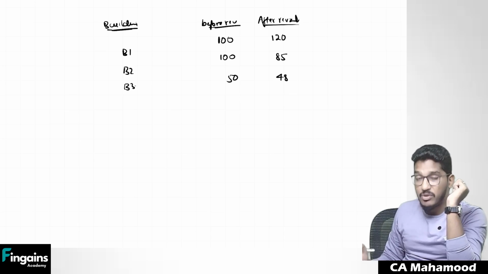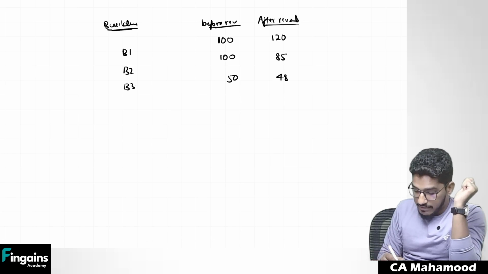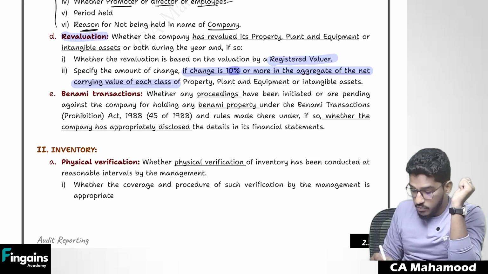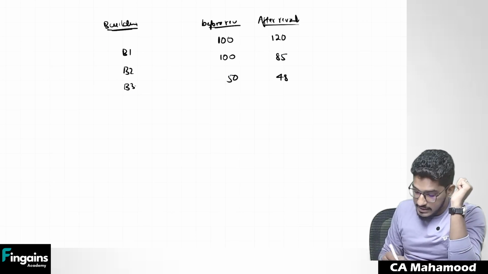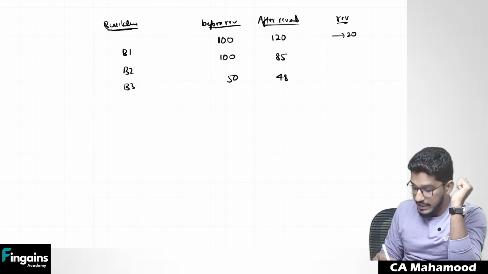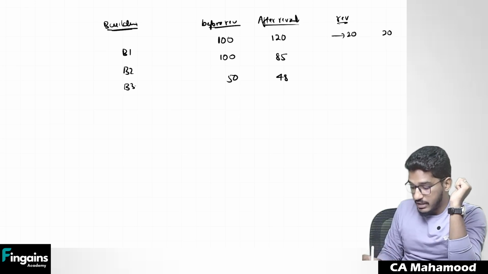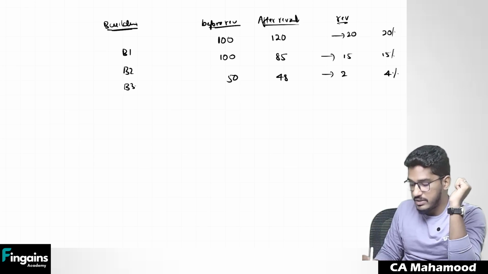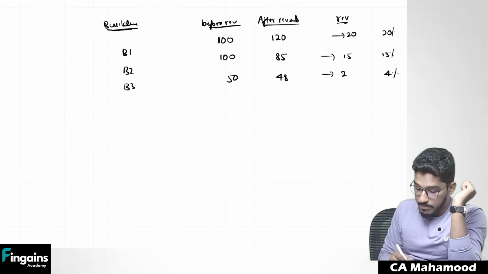Now you tell me, for which asset is the amount required to be stated? In the CARO they have said if the change is 10% or more, then you have to report. Now you will say, sir, for building 1 the change is 20 crore, roughly 20% change. For building 2, the net change is 15, here also 15% change. Here it is 2, hardly 4% change. You will say, sir, I have to report the amount for building 1 and building 2.